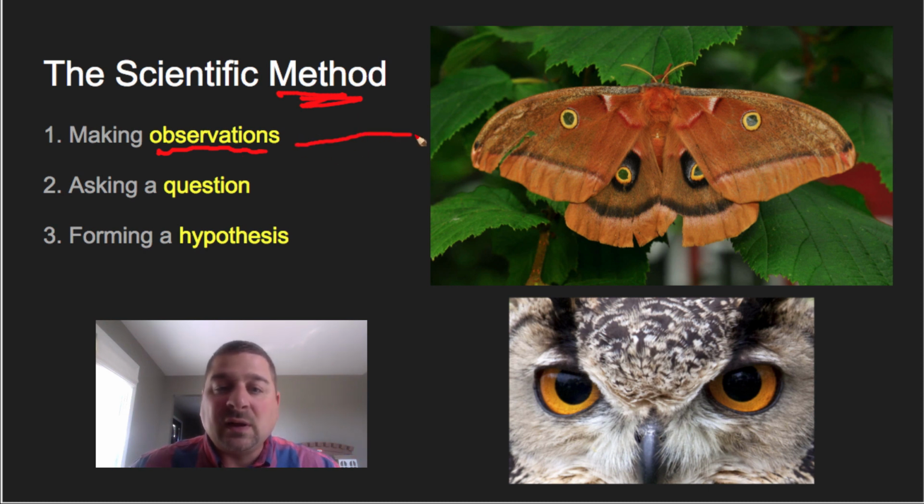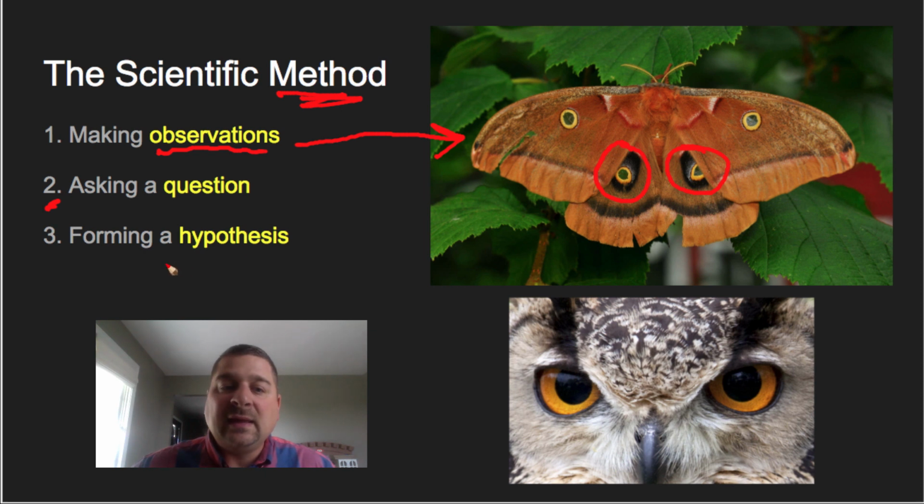So let's say we're walking through the woods and we observe these cool moths over here, and we notice something, that they've got these big bright spots on them. Okay, that, number 2, second step, makes us ask a question. Why do these moths have these big bright dots on them? Is it just for pretty, or do they serve a purpose?